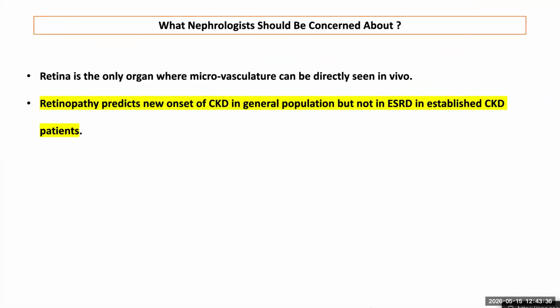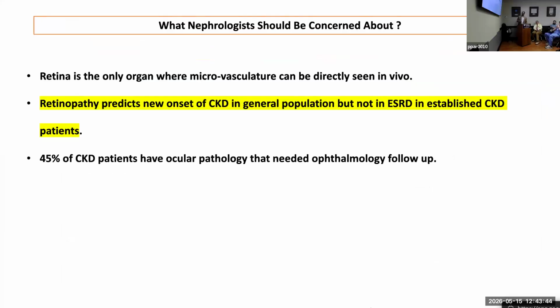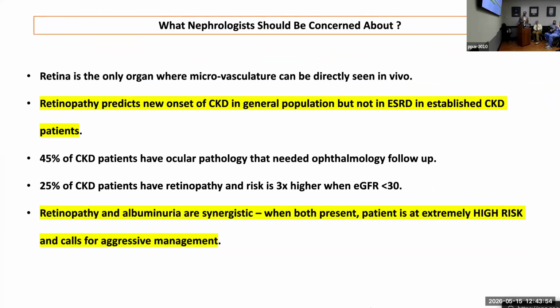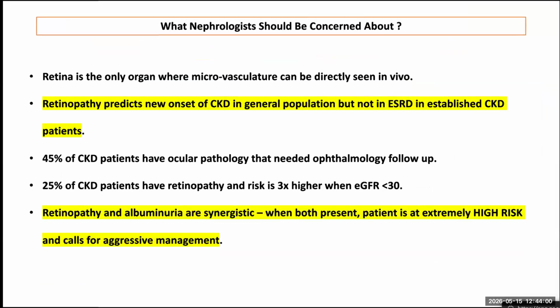So microvasculature, which can be seen in vivo, that's why it's important to us. Retinopathy predicts a new onset of CKD in the general population, not in ESRD. 45% of CKD patients have ocular pathology that needs ophthalmologic follow-up. 25% have retinopathy, 3 times higher when GFR is less than 30. And retinopathy and albuminuria are synergistic. So when both are present, they are at high risk and call for aggressive management.